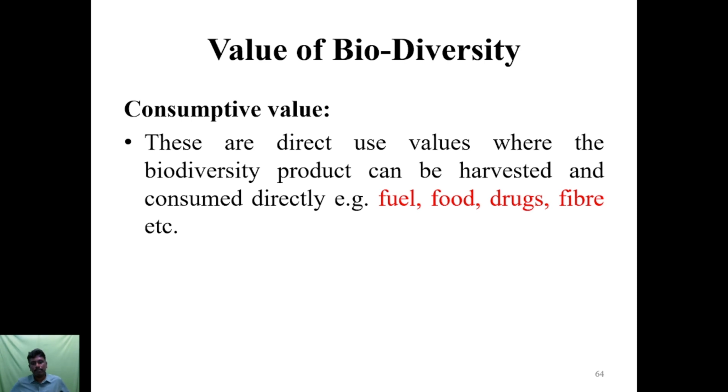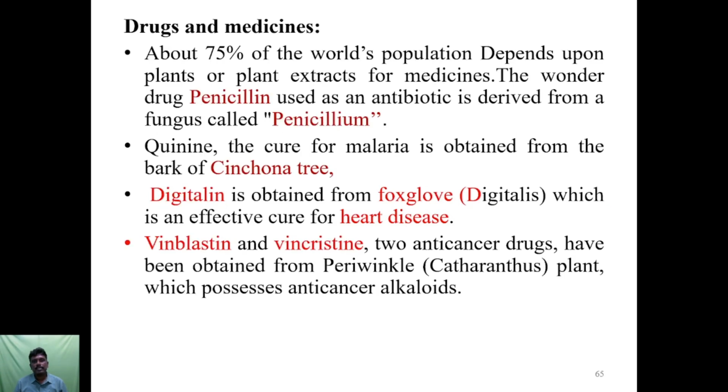Then value of biodiversity, consumptive value. These are direct use values where the biodiversity product can be harvested and consumed directly. Example, fuel, food, drugs, fiber. Then drugs and medicines. About 75% of the world's population depends upon plants and plant extracts for medicines. So most of the medicines are manufactured by using plants or plant essence, that is extracts.